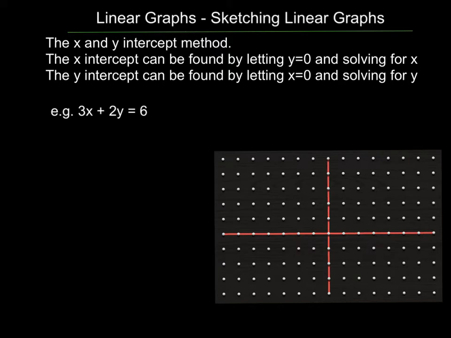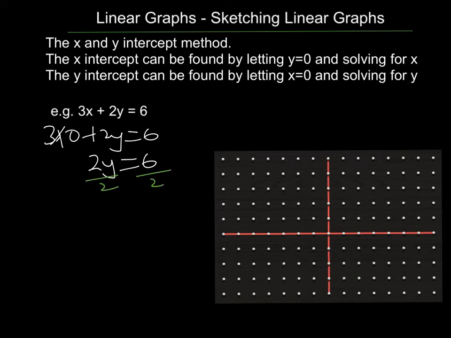So I'm going to let x equal 0, so 3 times 0 plus 2y equals 6. 3 times 0 is nothing, so 2y equals 6. Divide both sides by 2, so I can cancel the 2's, and y equals 3. So the y-intercept is 3.